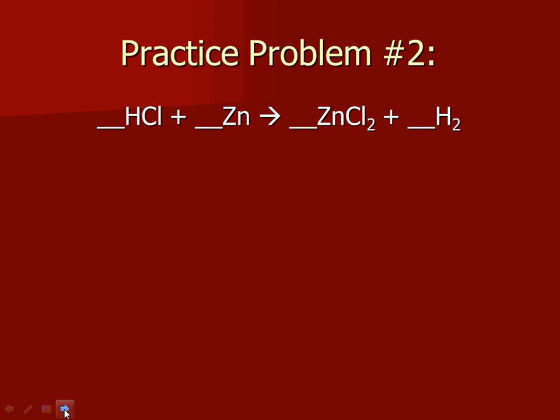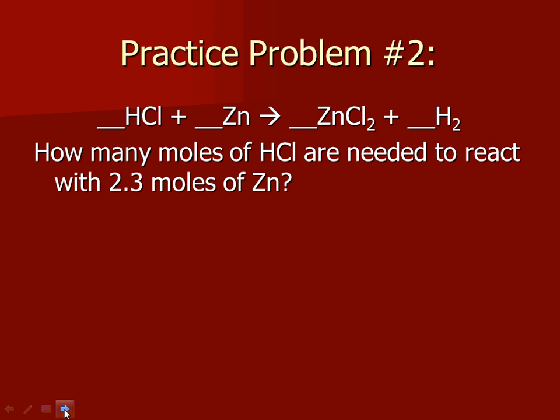Next problem, we have hydrochloric acid reacting with zinc, right? And it is a single replacement reaction, and it produces zinc chloride and hydrogen gas. So we want to know how many moles of hydrochloric acid are needed to react with 2.3 moles of zinc. So before we can do it, we've got to figure out the mole-to-mole relationship. Therefore, we need to have a balanced equation.